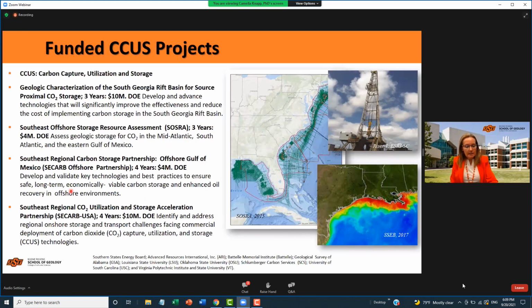And I will start by highlighting the 4 large DOE projects that I've been involved with starting in 2009. We started onshore to characterize the South Georgia Rift Basin in South Carolina. And that was a $10 million project involving 2D, 3D seismic and drilling a borehole. Then the Southeast Offshore Storage Resource Assessment, that I'm going to present parts of today. We just finalized that project, and now all of this data is in the public domain. And then 2 projects that are ongoing here at OSU. We brought this with us from South Carolina and joined the project that Jack Pashin had here. So we now have a larger presence in CCUS research here at OSU.